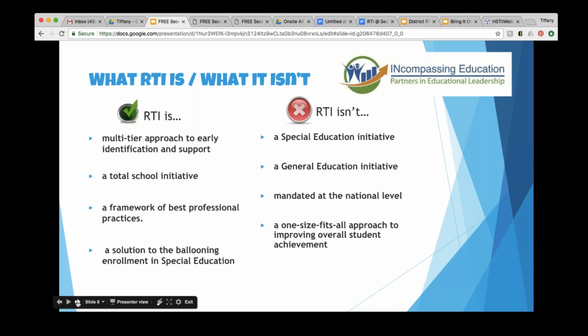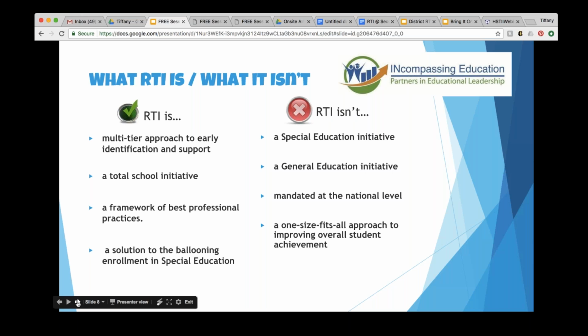So what RTI isn't: it is not a special education initiative, but it's also not a gen ed initiative. It's a system that you can put in place to identify where your students are, meet them at that particular need, and then provide them with those additional supports that they need in order to demonstrate mastery of grade level standards. It is not mandated at the national level. Again, through IDEA, you can utilize it to help you identify those students that truly do need additional support with special education services.